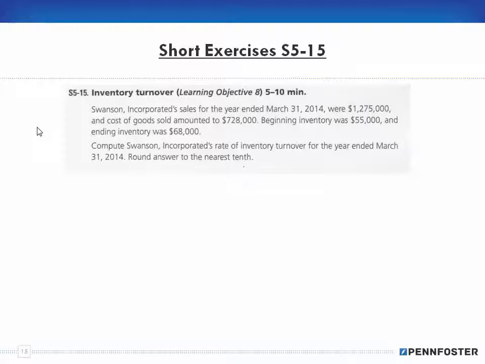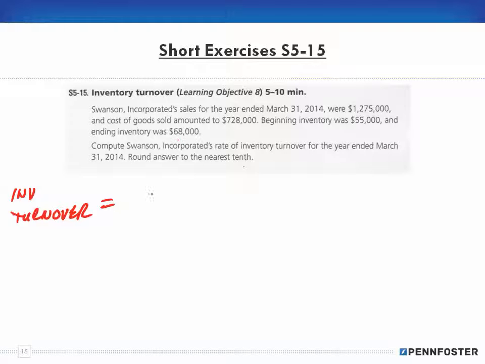All right, so inventory turnover. Swanson sales for the year ending March 31st, 2014 were $1,275,000, and cost of goods sold amounted to $728,000. Beginning inventory was 55 and ending inventory was 68. Compute the rate of inventory turnover for the year, round to the nearest tenth. Okay, so inventory turnover. Do we remember what the formula was?